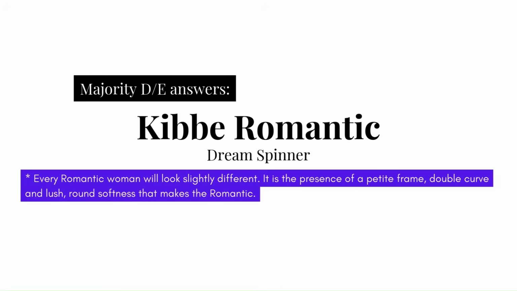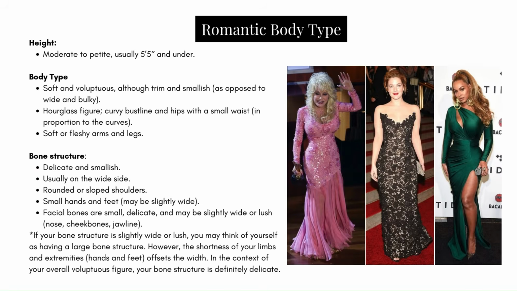And now let's discuss the Kibbe Romantic body type. Kibbe characterizes this type as the dream spinner. And while every romantic woman will look slightly different, it is the presence of a petite frame, double curve, and lush, round softness that makes the romantic. If you are unfamiliar with some of these terms like yin and double curve, I recommend you go to a previous video that I will link here where I explained some of those terms, and it'll help you to grasp this Kibbeverse terminology. Getting back into the body type.